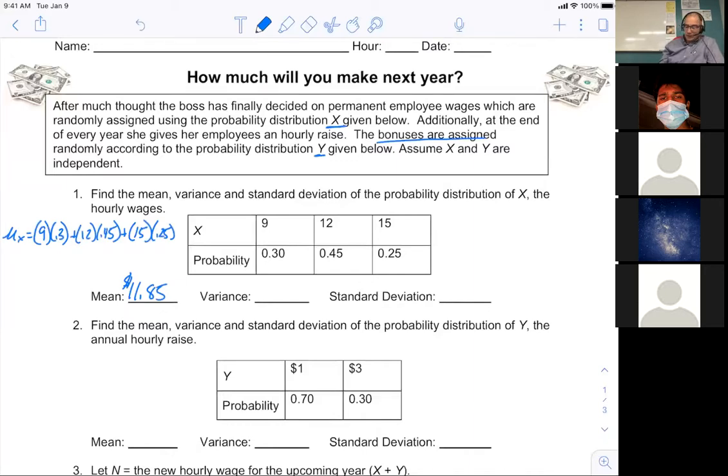However, if we were to get to the standard deviation part, that's going to be a little bit different. So I'm going to go ahead and put the square root sign first, just so I can remember what I'm doing. But anyway, that's going to be 9 minus 11.85 squared times 0.3 plus the other term, but I'm running out of space, 15 minus 11.85 squared times its probability of 0.25. So again, we kind of cut to the chase.